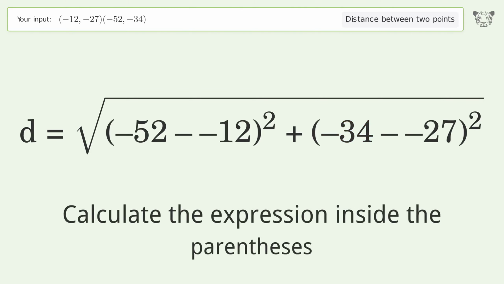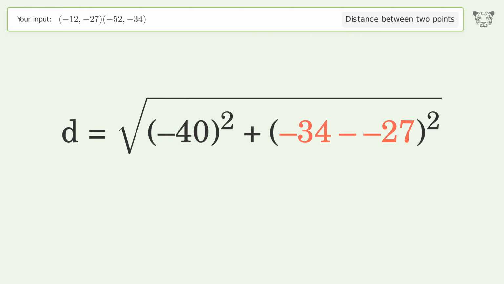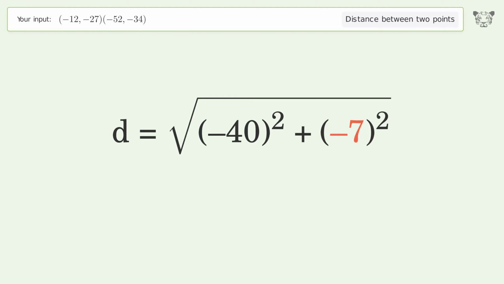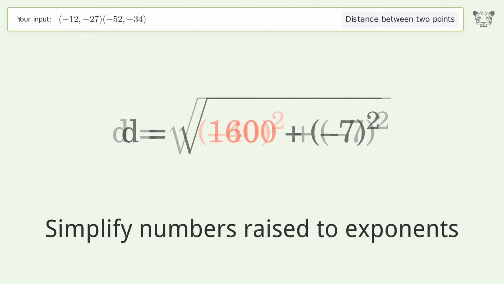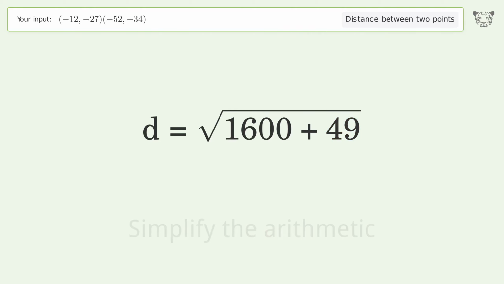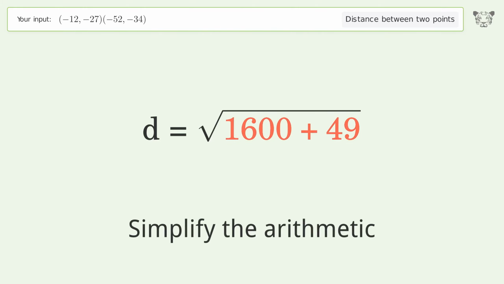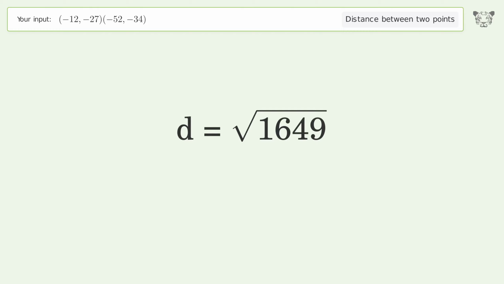Calculate the expression inside the parentheses. Simplify numbers raised to exponents. Simplify the arithmetic. And so the distance between the 2 points is the square root of 1649, or 40.608.